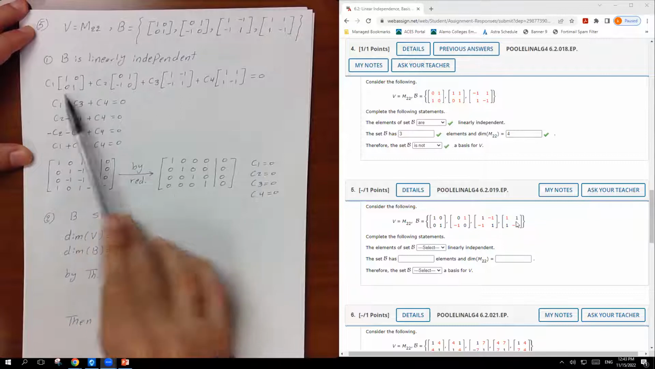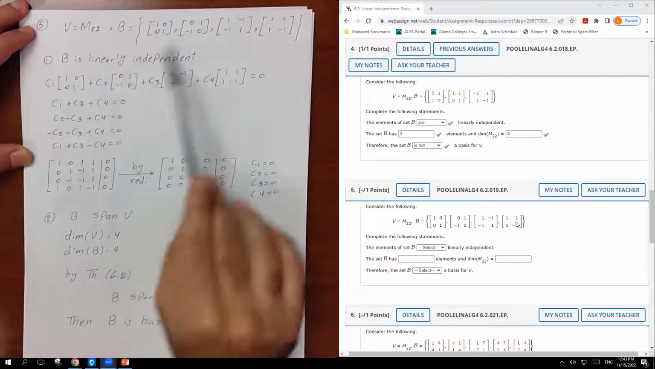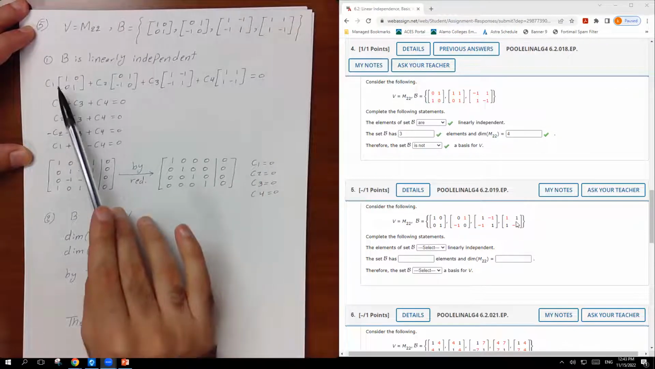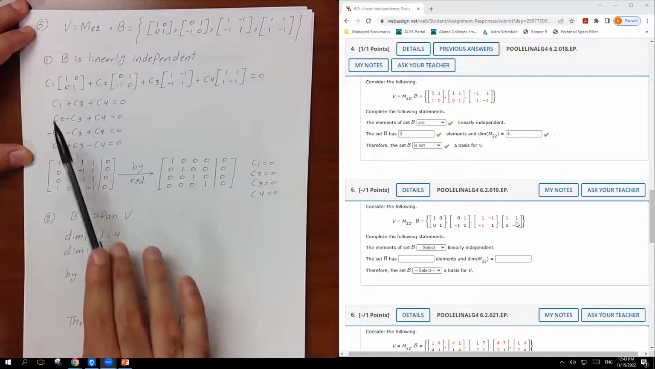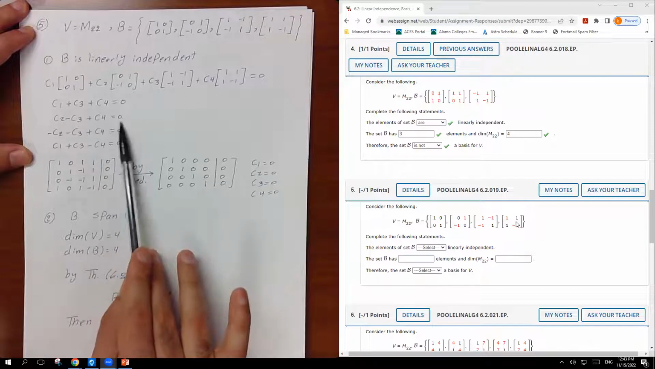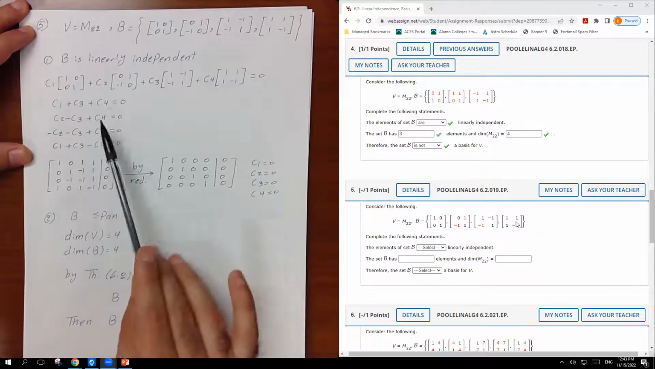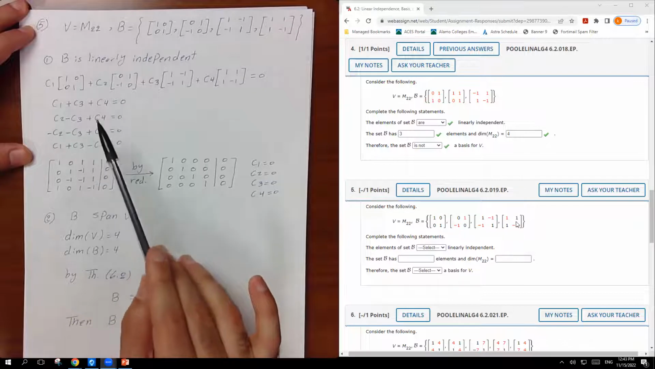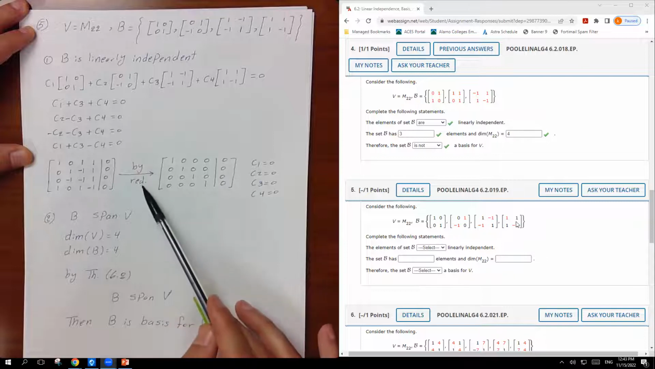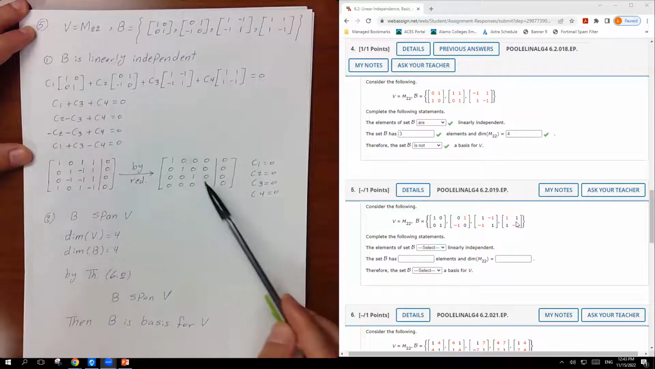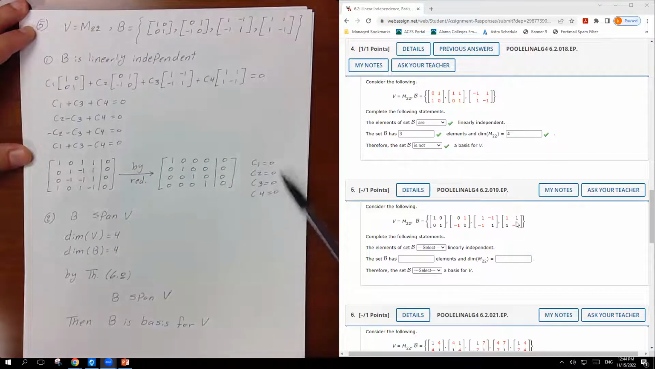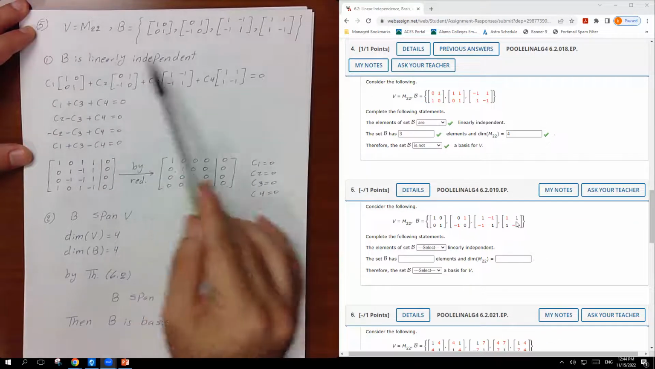So C1 times the first matrix, C2 the second one, C3 the third one, and C4 the fourth one. And then you're going to find these 4 equations: C1 plus C3 plus C4 equals 0, C2 minus C3 plus C4 equals 0, and keep going. Then if you want to solve these, that's fine. But the easiest is to convert to the matrix and then do the reduction. You're going to get these. This is the identity matrix. That means C1, C2, C3, C4 equal zeros. So now it's linearly independent.